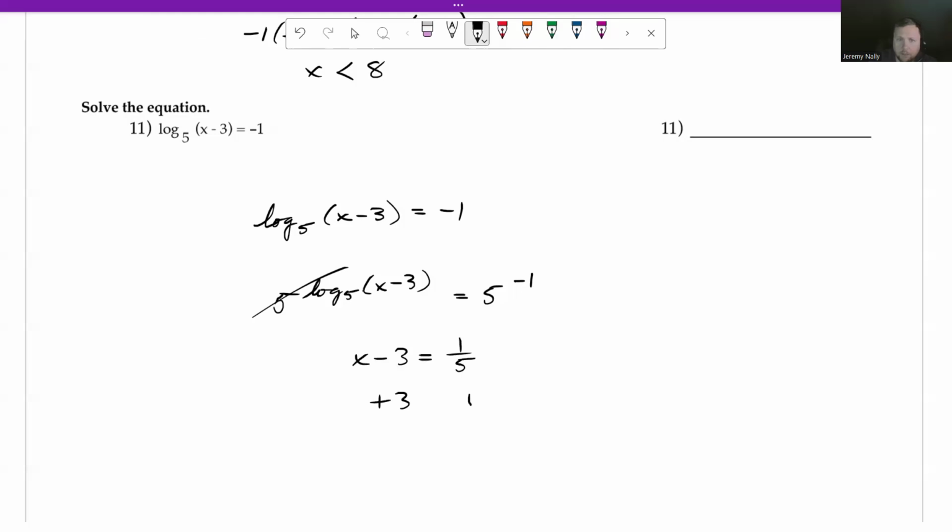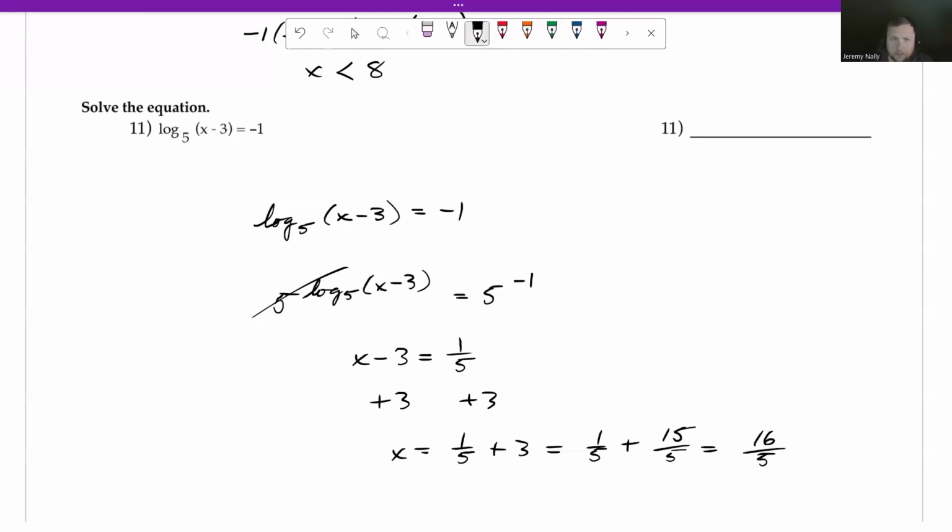So then I can add 3 to both sides. So I have 1/5 plus 3. That's 1/5 plus 15 over 5. So then I have 16 over 5. Okay. And you can verify this.